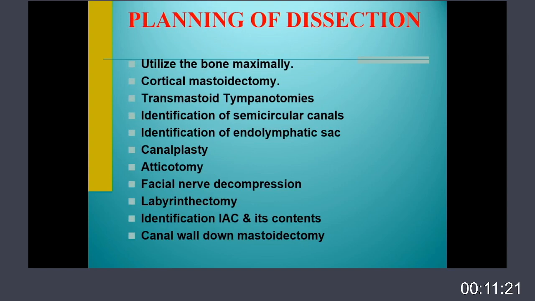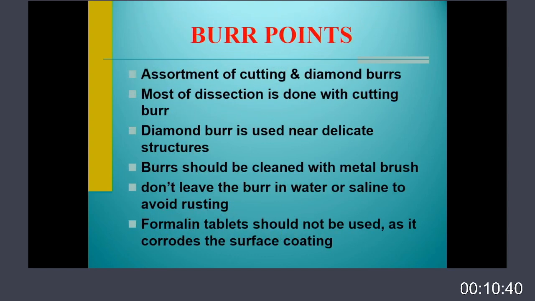So we must plan how to utilize the bone. We can do various procedures. Starting from the elevation of the tympanomeatal flap, we can practice grommet insertion. We can do the cortical mastoidectomy, transmastoid tympanotomies, identification of the semicircular canal, identification of the endolymphatic sac, canalplasty, facial nerve decompression, labyrinthectomy, identification of the internal acoustic canal and its contents, and then lastly we can do the canal wall down procedure.